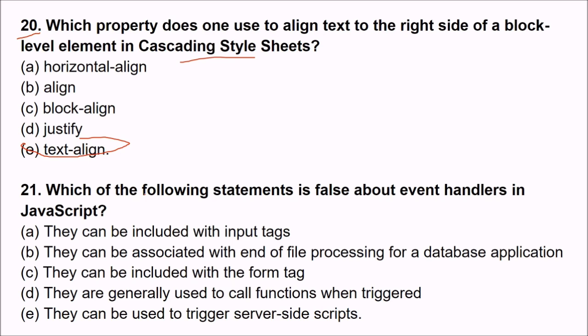21. Which of the following statements is false about event handlers in JavaScript? Which one is false? They can be included with input tags. This is true. And then they can be associated with end of file processing for database application. This is incorrect. They can be included with the form tag. Yes, this is also correct. They are generally used to call functions when triggered. This is also correct. And they can be used to trigger server-side script. This is also correct. So the answer, which is false, is B. Event handlers in JavaScript can't be associated with end of file processing for a database application.